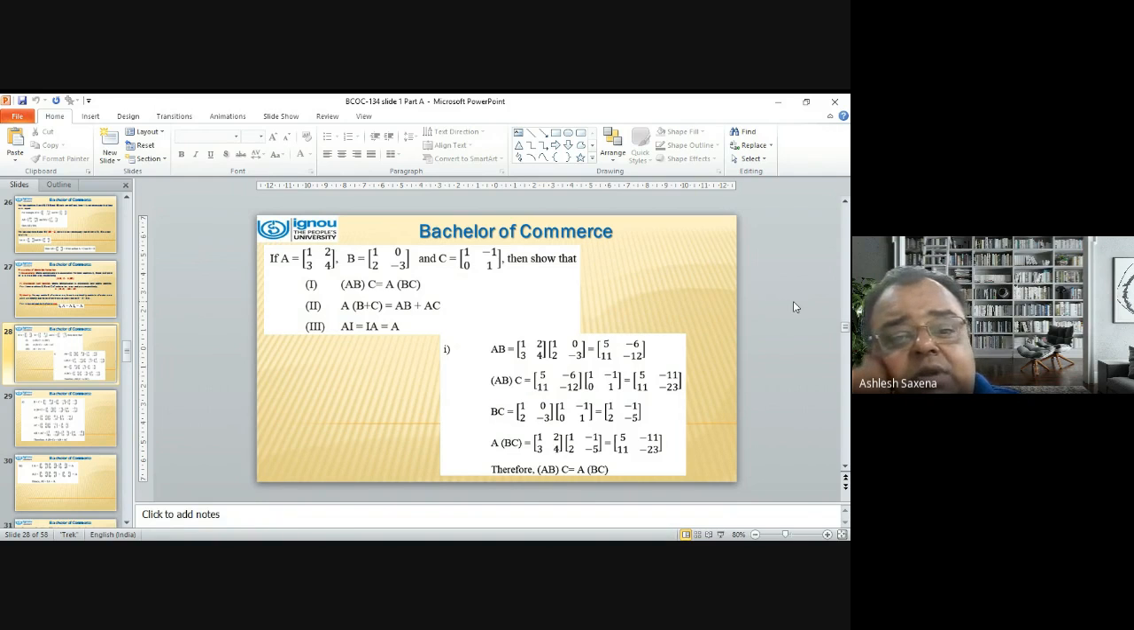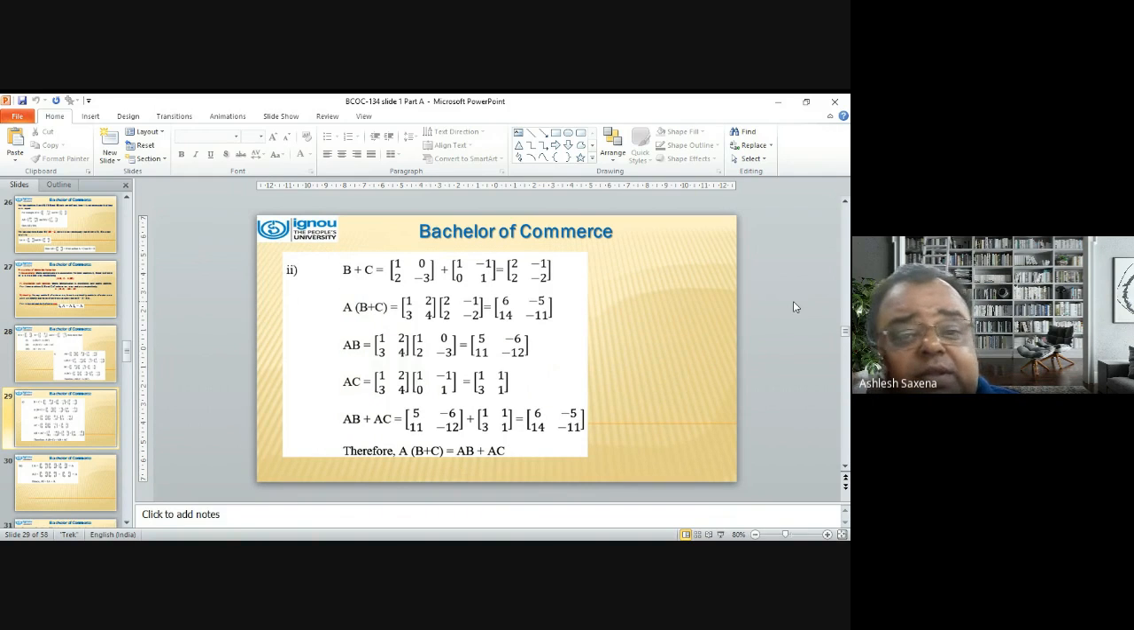If we talk about the second part, that is A into B plus C, will be equal to AB plus AC. We will see over here. The B plus C is, we will be adding B plus C, we get 2 minus 1, 2 minus 3. We will be multiplying in the same order, A into B plus C. Your A matrix will come in front of B plus C. We get 6 minus 5, 14 minus 8.